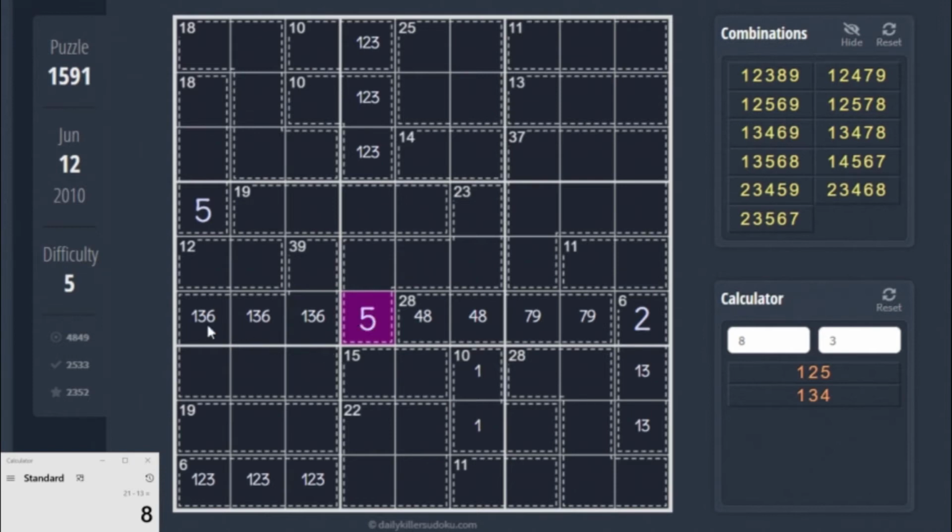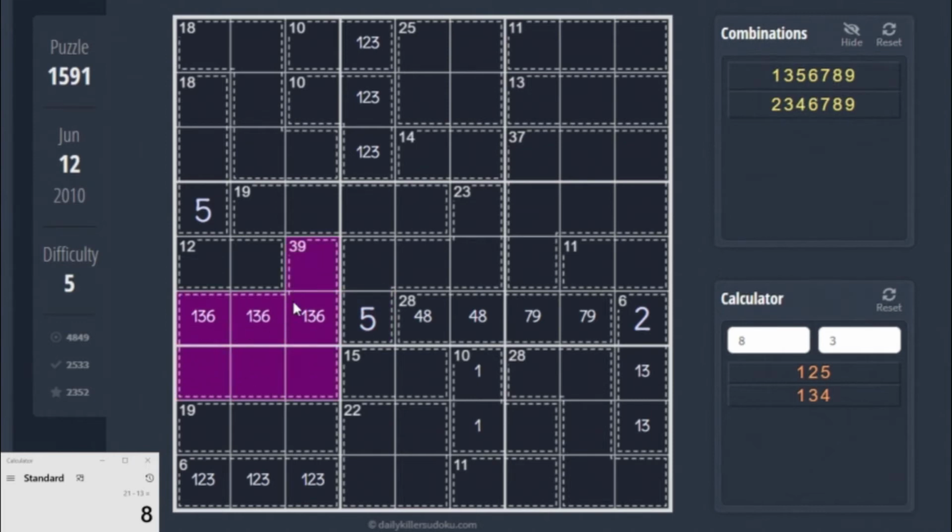Okay, and if we check this whole section, this whole cage is 39. Only 2 candidates can fit in this cage, and this candidate has to include 1 3 and 6, which is going to be this one, so we can get rid of the other candidates. And then we can put the rest of the candidates in here. We already have 1 3 6, so we need 5 7 8 9, 5 7 8 9, right?